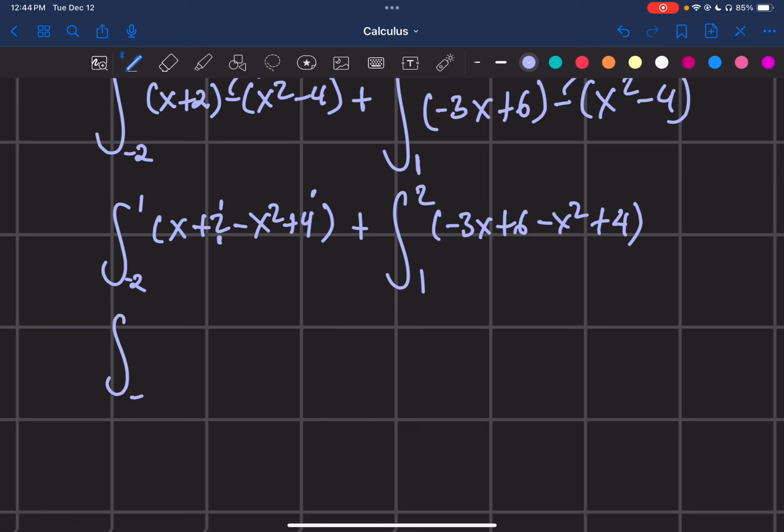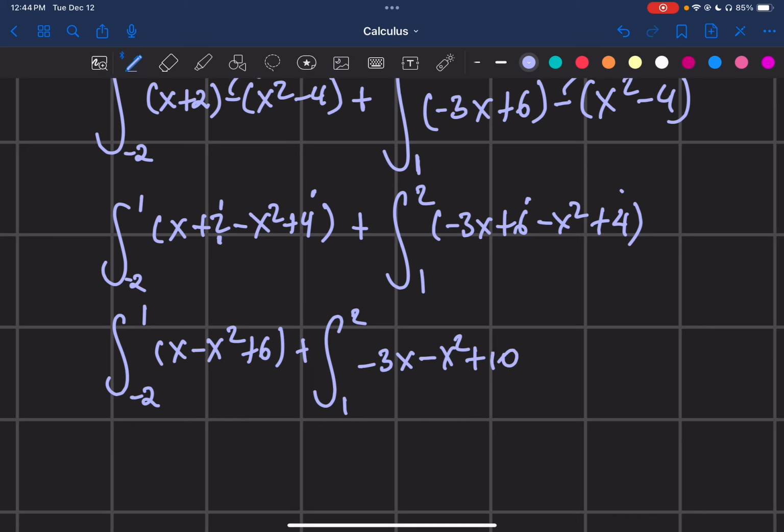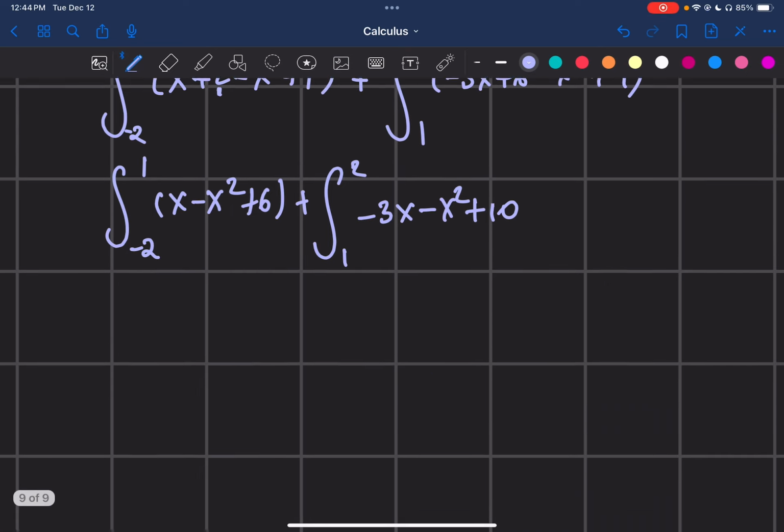So my new integral becomes from -2 to 1 of x minus x squared plus 6, plus on the other side from 1 to 2 of -3x, and if I add 6 and 4, that gives me 10, so minus x squared plus 10. So we're all set. The only thing left for us to do now is to find the antiderivatives, and then use our bounds to find the answer.